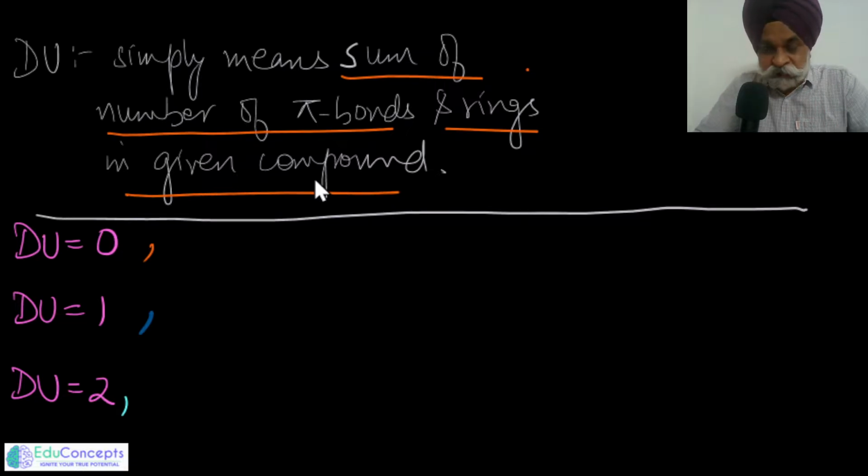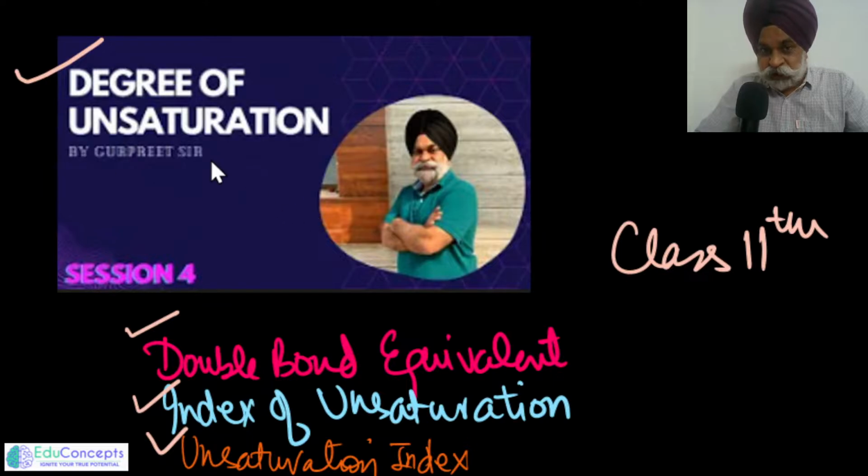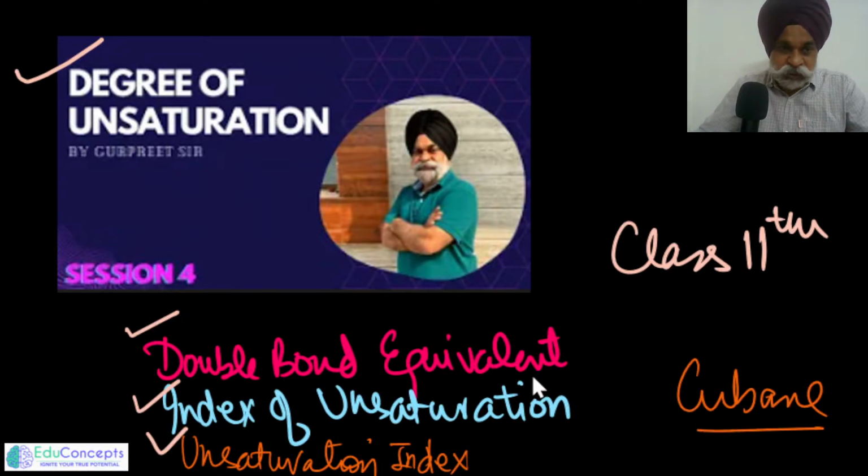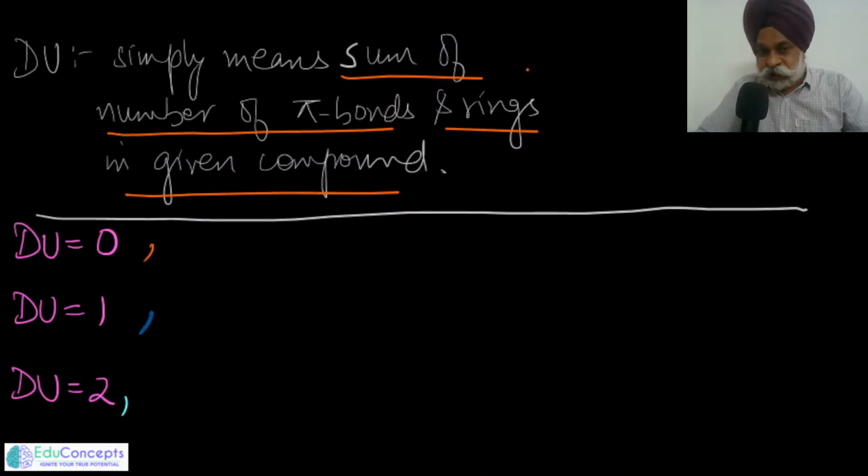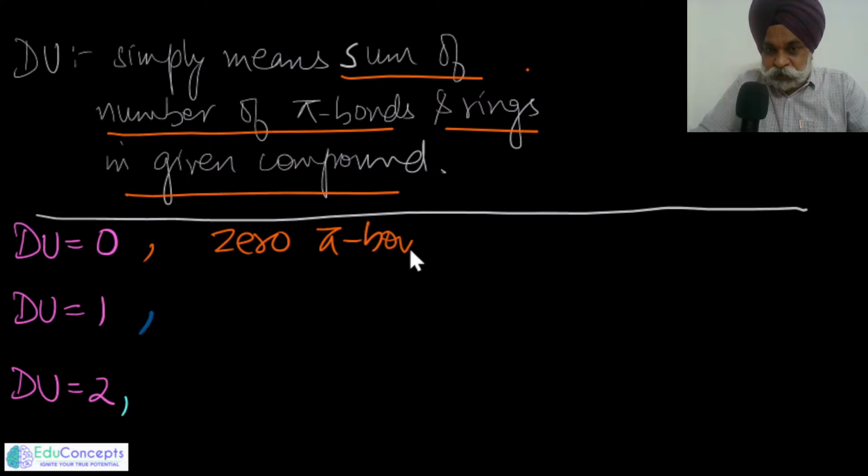Although this definition is deceptive, just see the video which I have already made. See the discussion of cubane. There I have done it at great length, so please refer to that. But generally it is the sum of pi bonds or rings in a compound. When I say degree of unsaturation 0, it means there is no pi bond and no ring in that compound.